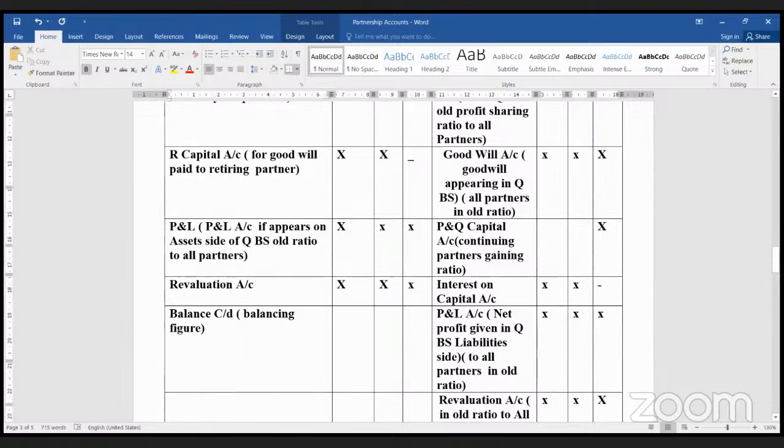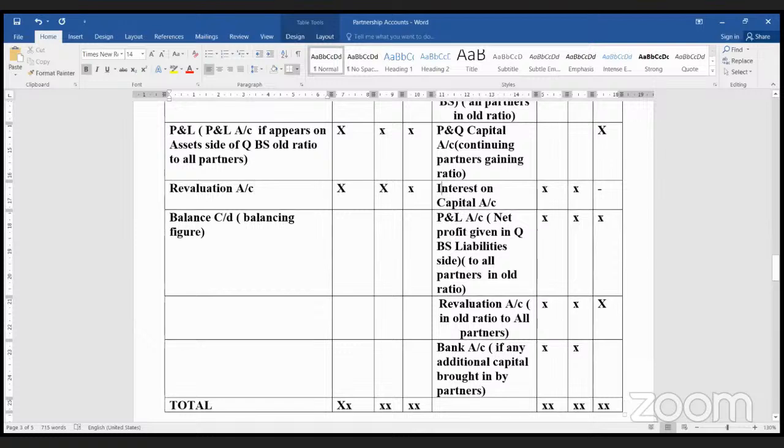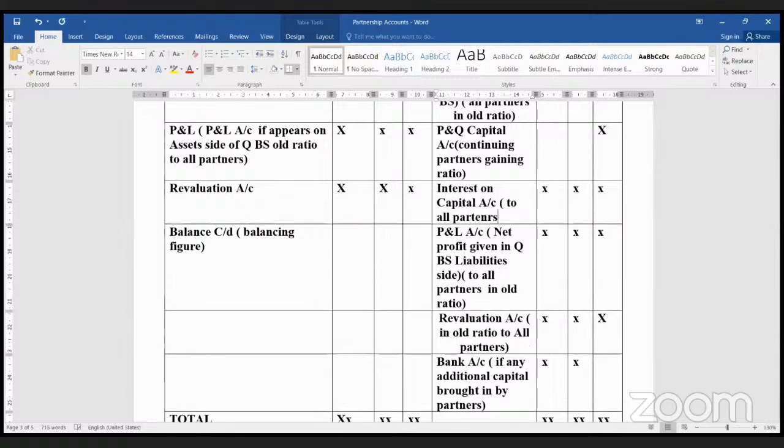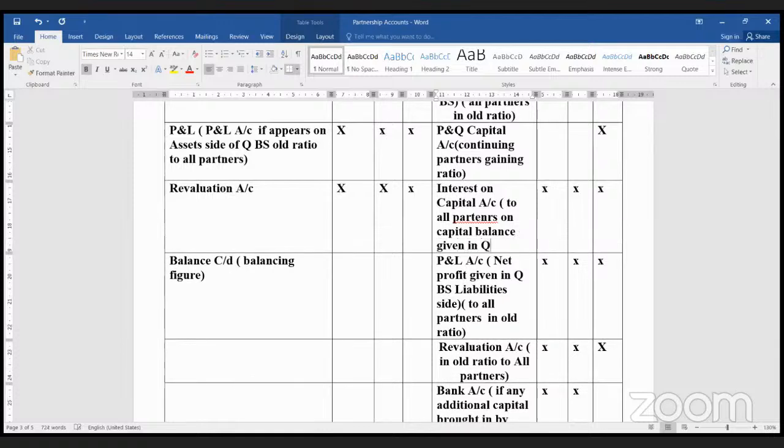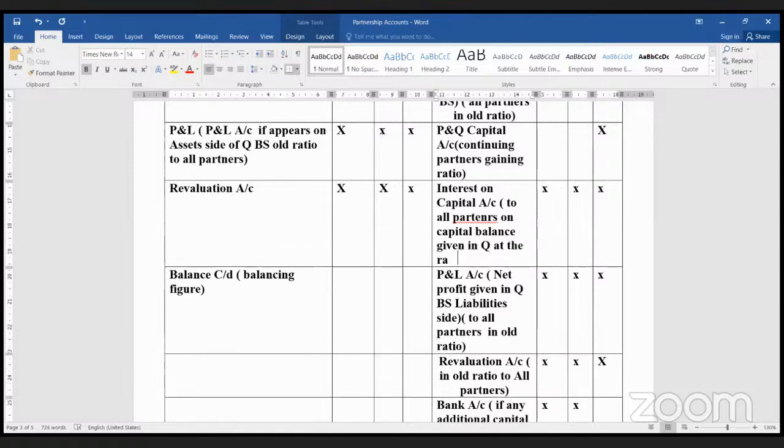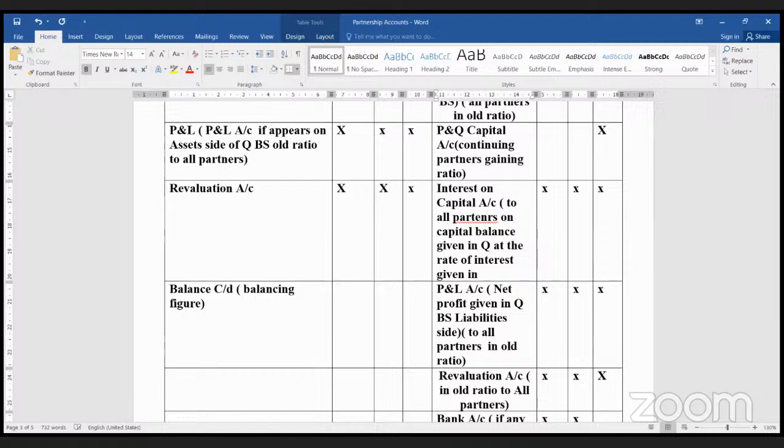Okay, next one. Interest on capital, all the partners will get. We will calculate interest on capital for all partners, on the capital balance given in the question, at the rate of interest given in the adjustments.